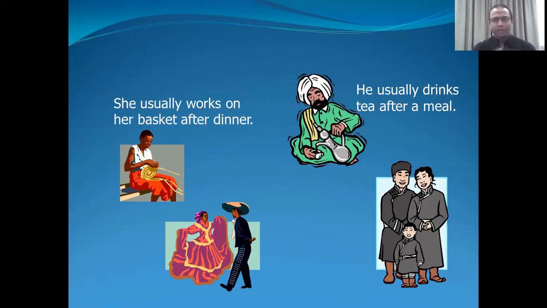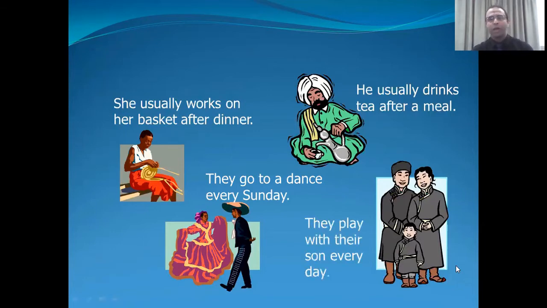Next, this is a habit of this man. He usually drinks tea after a meal. Let's look at this man and this woman. The sentence says, they go to a dance every Sunday. Every Sunday means that it's a habit of them to go to a dance every week on Sunday.